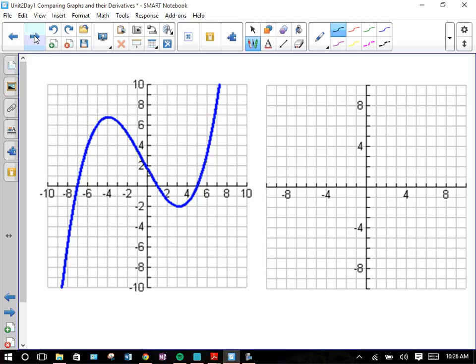Now I'm going to try and get to these functions. So let's think about this. Are there any places where it's easy to identify what the slope is of a tangent line to this function? This is easy to figure out what the slope is right here. Where are the two easiest points to figure out where the slope of the tangent line is?